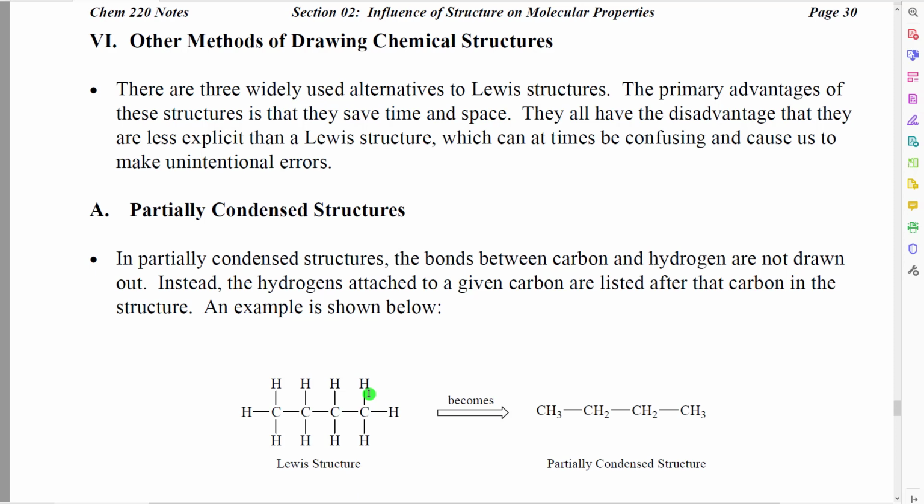They're still used today, for example, in our textbook, to save space. I often use them to save space and to save time, but I do try to take care that they don't become confusing. All right, so let's take a look at some of these structures.